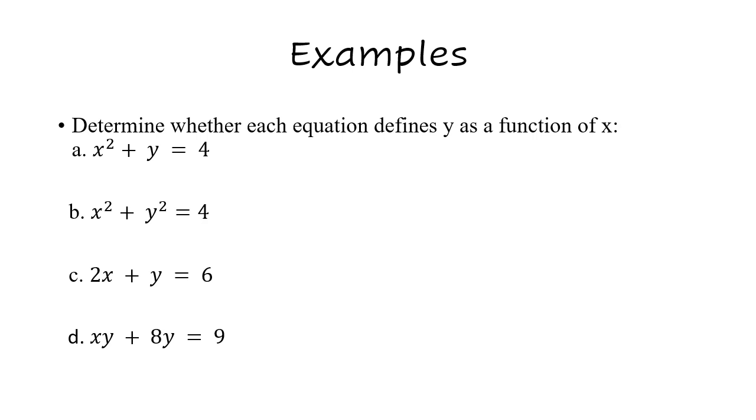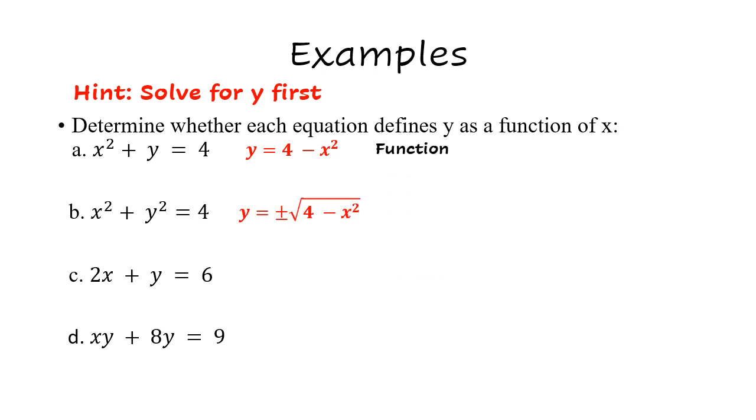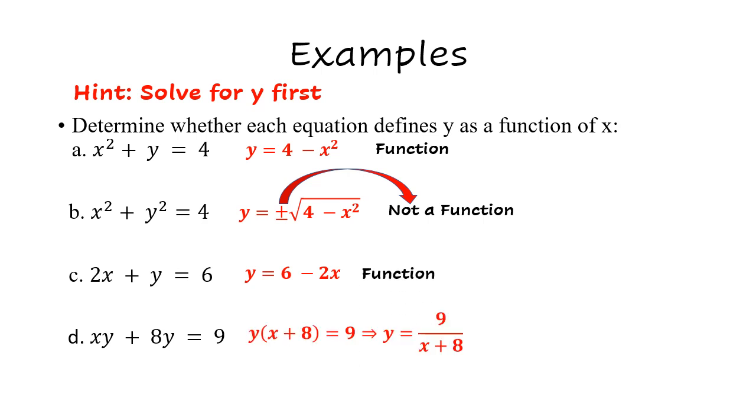So in this example, we need to determine whether each equation defines y as a function of x. So first, we need to solve for y. The first one, y equals 4 minus x squared, one expression for y, so that's a function. The second one, we got y equals plus or minus the square root of 4 minus x squared. After solving for y, we got two expressions for y, so that's not a function. The third example, y equals 6 minus 2x, that's a function. And the last one, one expression for y, so that's a function.